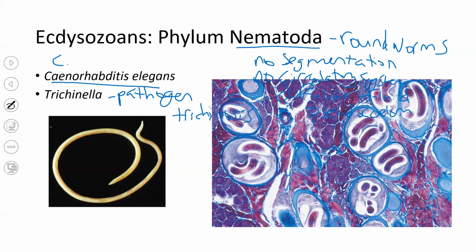but you eat contaminated meat and they get into your intestines. So they reproduce in the intestinal wall, which causes problems like inflammation, diarrhea, vomiting. And then they get into the muscle. So once they've reproduced, the juveniles get into the muscles and they form cysts. So you can see these are little juvenile trichinella that have made cysts in the muscle tissue.